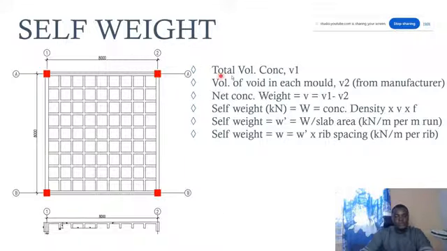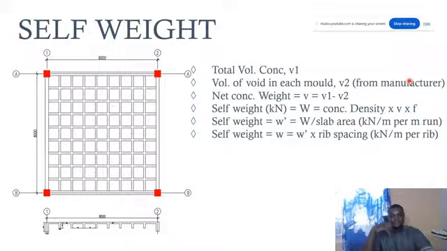When you get the total volume, we all know what the volume is. It's just area times depth. Once you get the total volume, you then calculate the volume of void in each mold. I told you waffle slab is usually constructed using molds. In the previous slide, in this live session, I've shown you some pictures of those molds. These molds have standard sizes, and they usually come from a manufacturer. So when you are ordering the mold, you already know their sizes. You know the volume of void that each mold has.